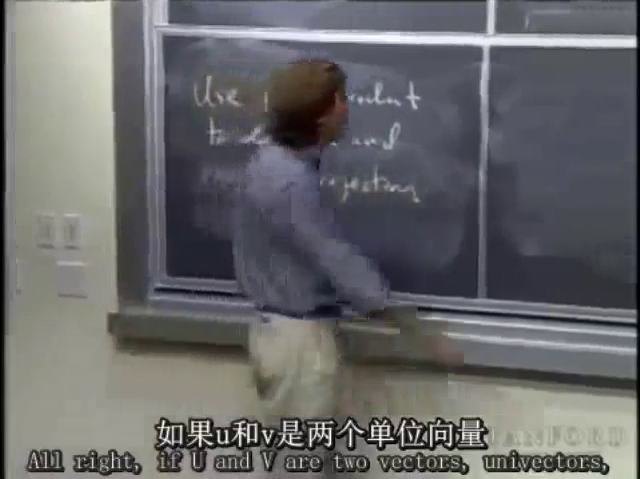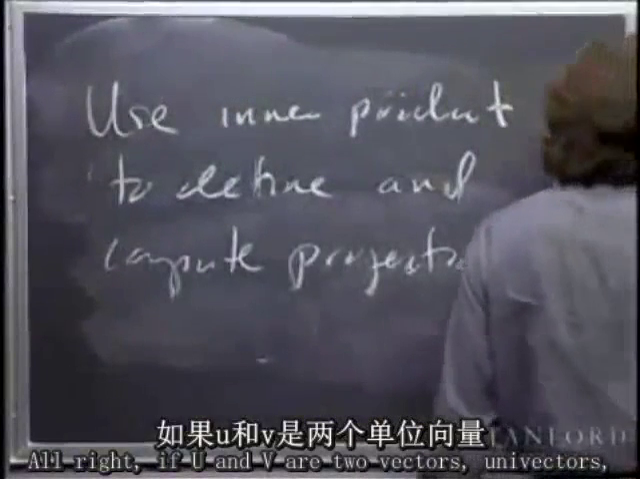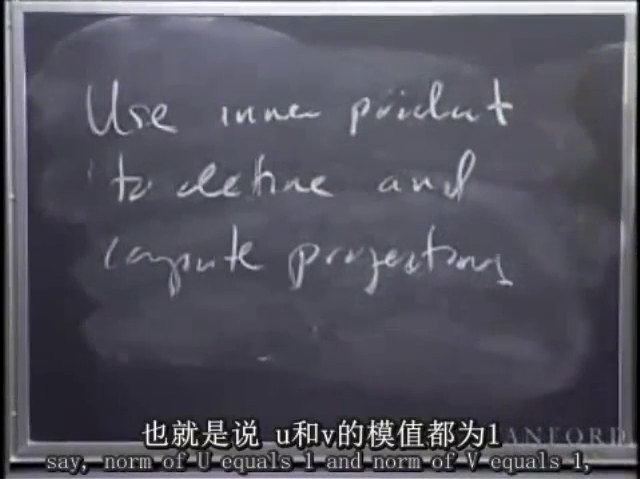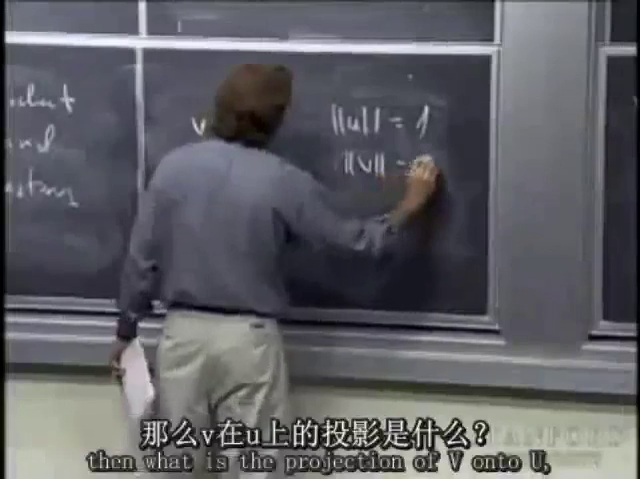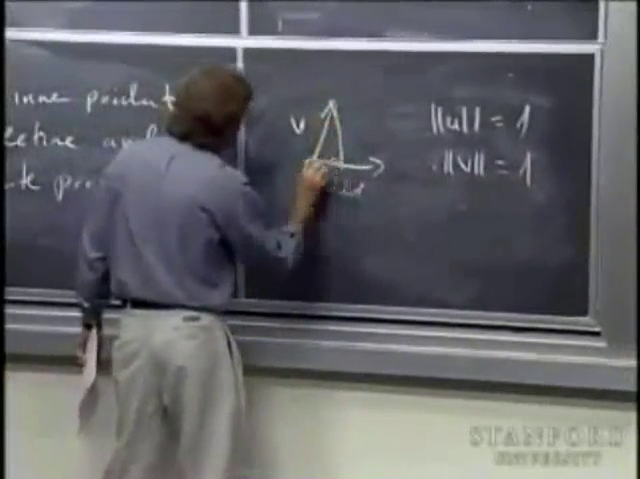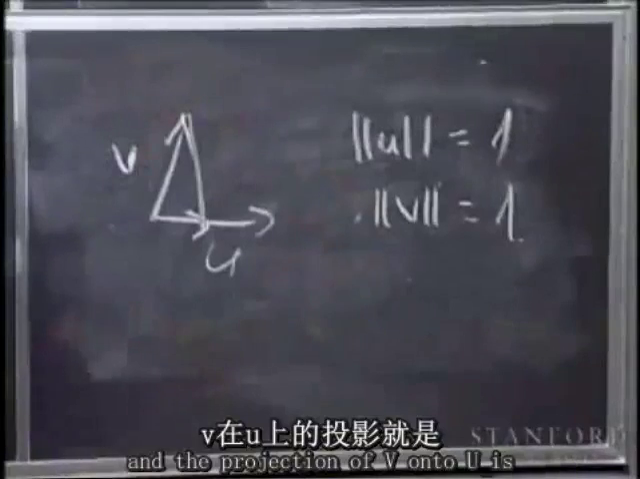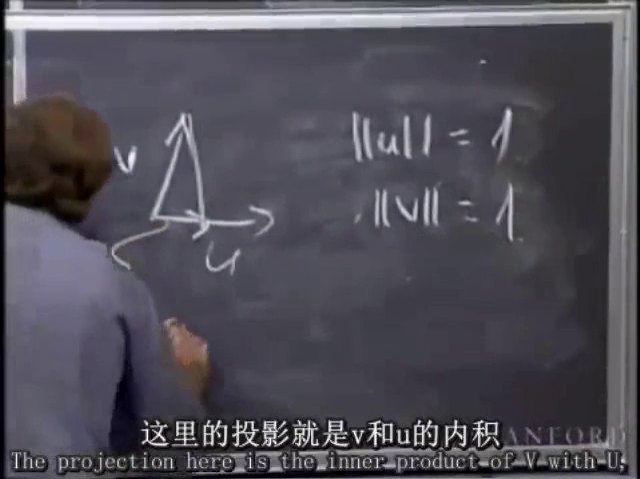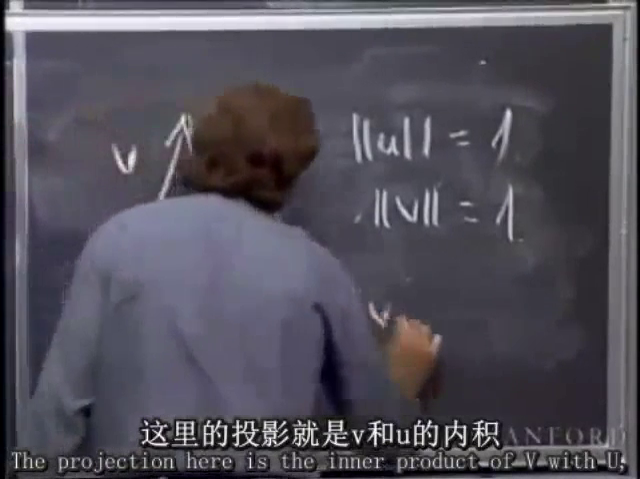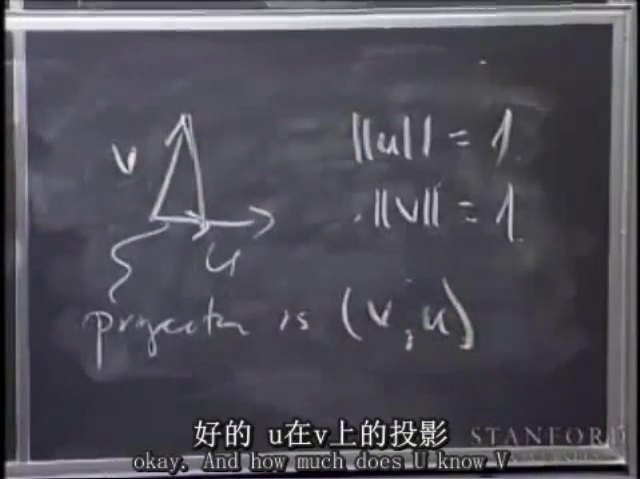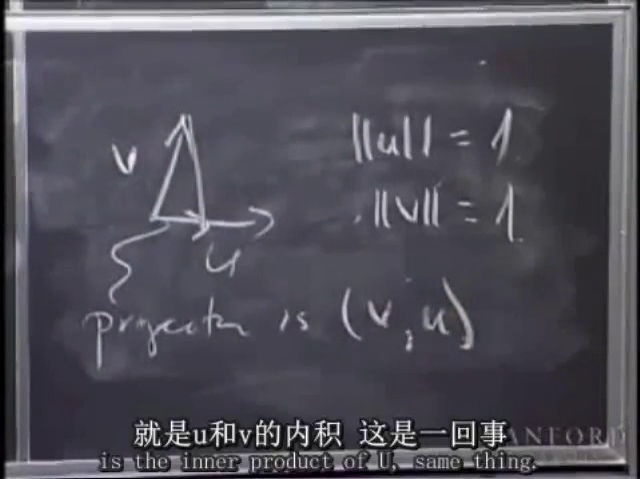All right? If u and v are two unit vectors, say norm of u equals 1 and norm of v equals 1, then what is the projection of v onto u? The projection of v onto u is just the inner product of v with u. That's how much u knows v, or v knows u. The projection here is the inner product of v with u. And how much does u know v? It's the inner product of u with the same thing.